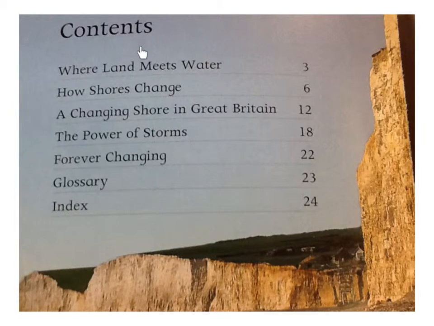A contents is usually in the beginning of the book. A contents has headings and numbers. The numbers are for the page numbers, and contents is usually in a nonfiction.